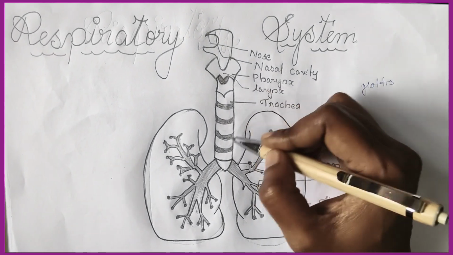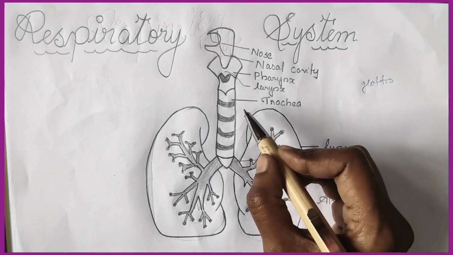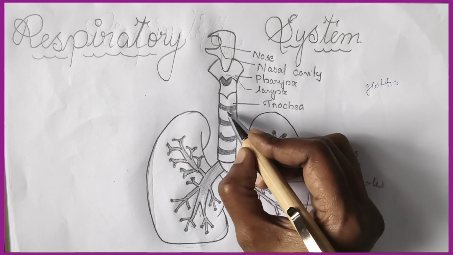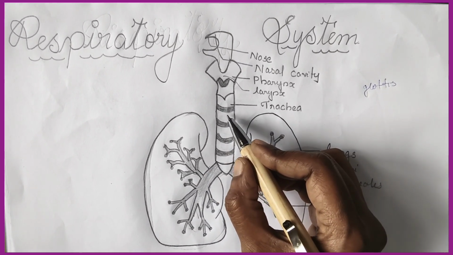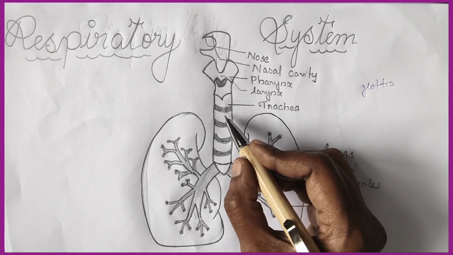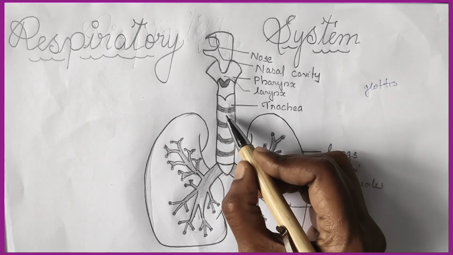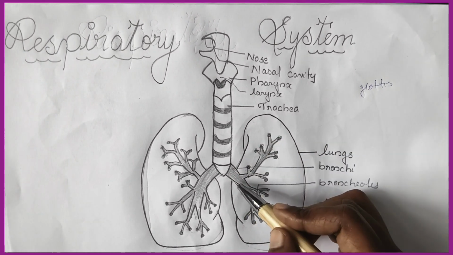Larynx is followed by the next part, the trachea. It is otherwise called the windpipe. It contains U-shaped cartilaginous rings. They ensure that the air passage does not collapse, and the air should pass in one direction only. So U-shaped cartilaginous rings are present. Now the trachea is followed by the lungs.